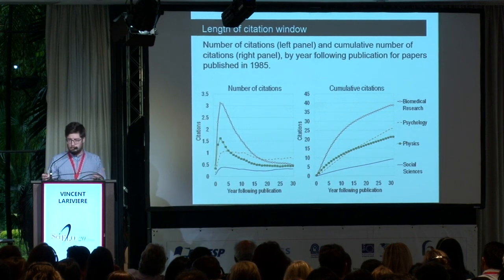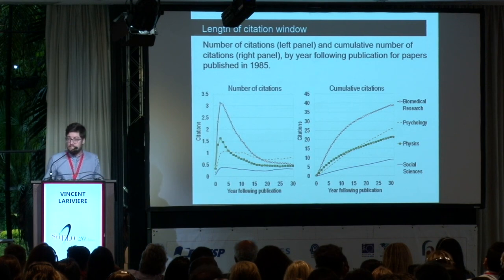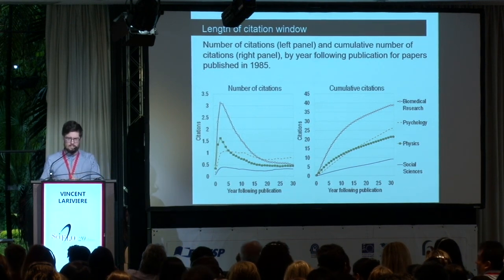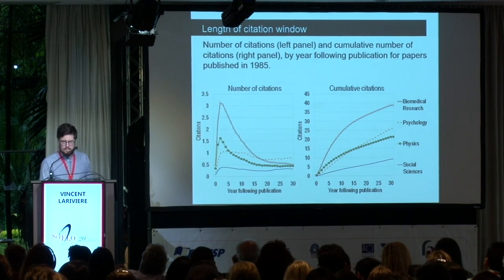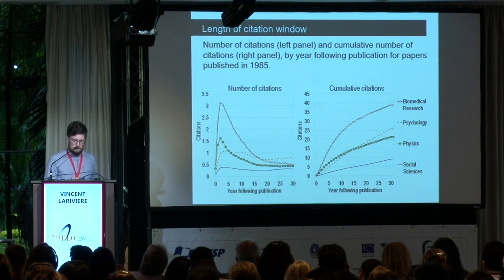So when you actually compare journals from the two fields using a 2-year citation window, you're going to see that physics papers are much more cited, or physics journals are much more cited than those in psychology. But if you take a longer citation window, you're going to see that psychology journals are actually much more cited.